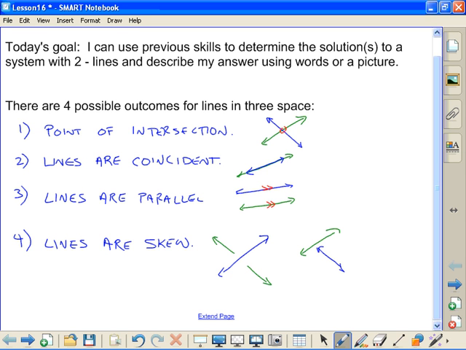So lines are skew, so they are not parallel. Not parallel. So it's like point number 3. And do not cross. All right, so those are the 4 possible outcomes here. So what I want to do is I want you to be able to take equations given in whatever form, vector, parametric, symmetric, or standard, and I want you to be able to tell me or determine what situation are we dealing with here.